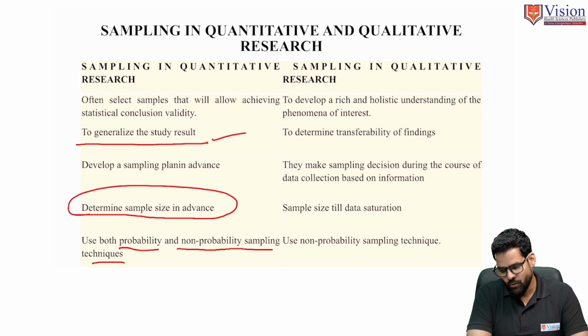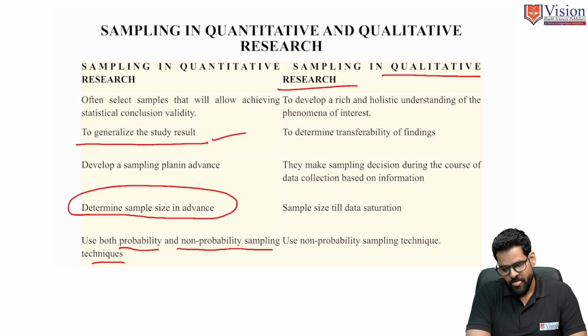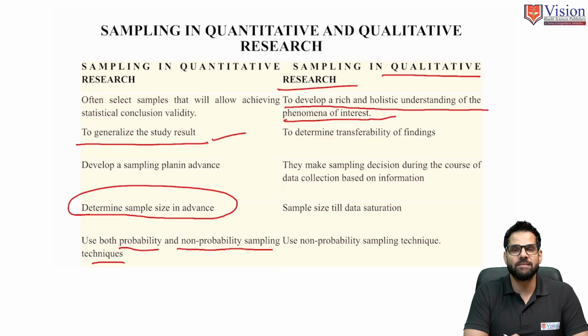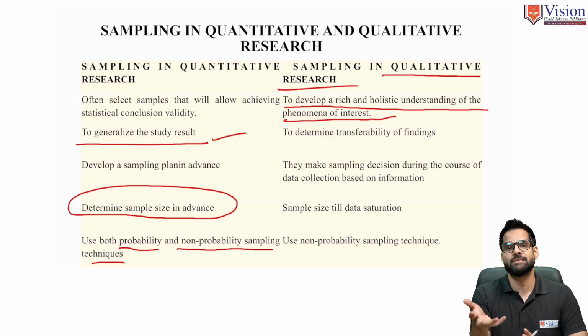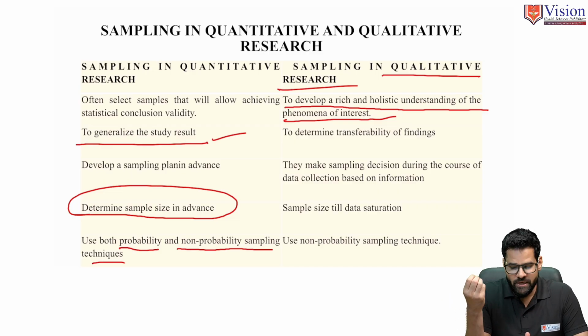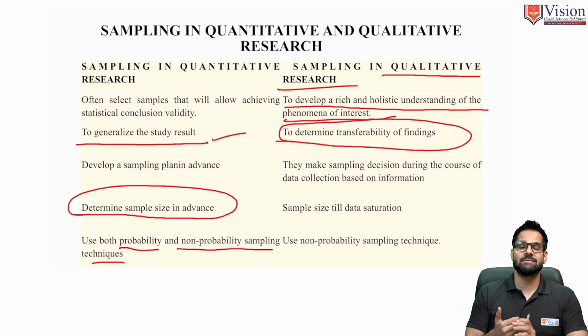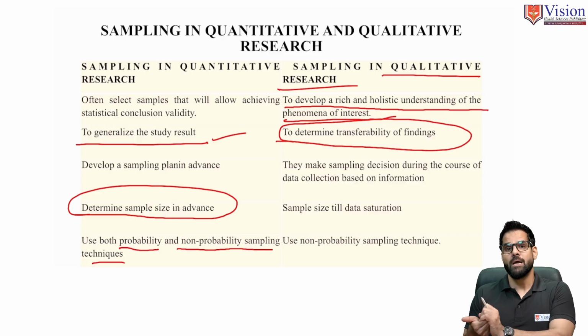Now, what is the picture here for qualitative research? Sampling in qualitative research. Number one, to develop a rich, holistic understanding of the phenomena of interest. Here, the purpose is not to determine statistically valid results. The purpose is to understand the phenomena. So if you understood a phenomenon by collecting data from 3 or 5 samples, you will stop there. And the purpose is not to generalize, the purpose is transferability. Can I transfer these results to some other population, or will I get similar results?